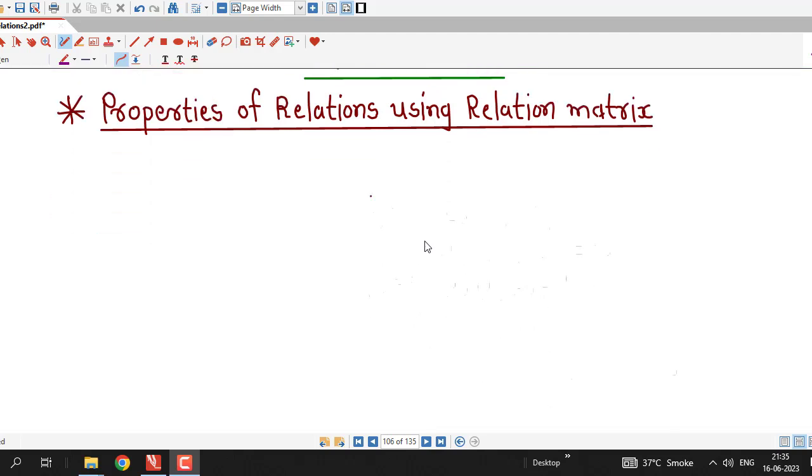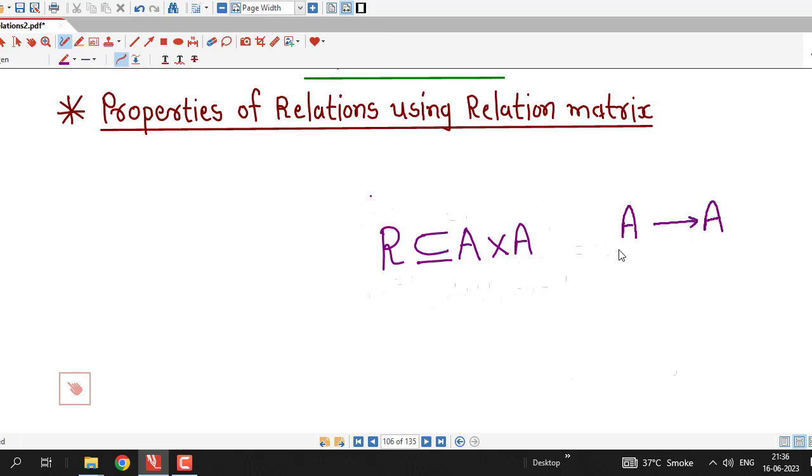Now suppose we are considering relation on a set. Suppose R is a relation on a set A, then R is a subset of A cross A, or R is a relation from set A to itself. So whenever we have relation which is defined on a given set, then we can decide some properties of that relation using its relation matrix.